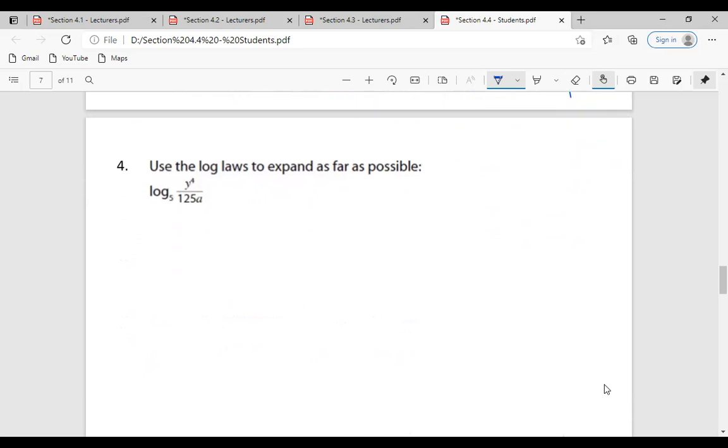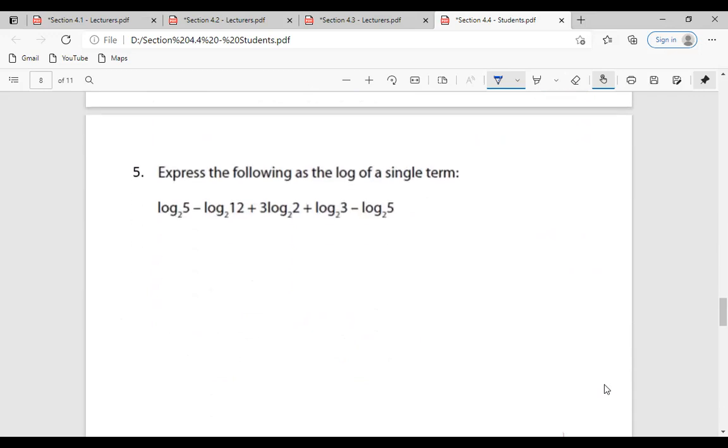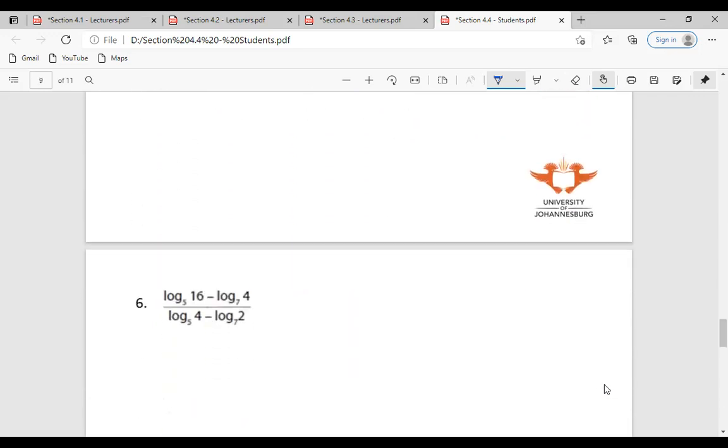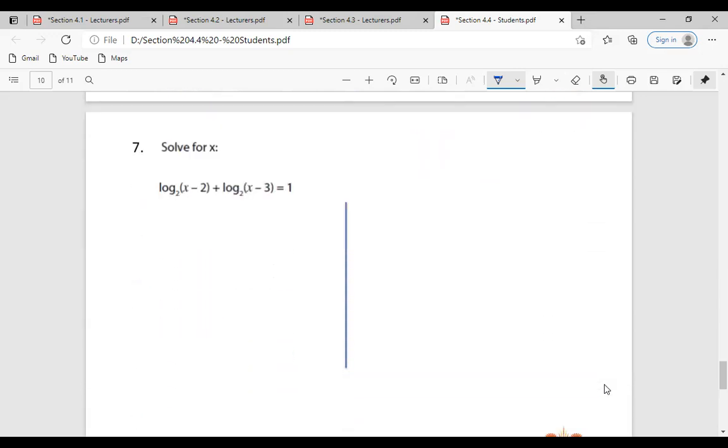Then this other question says use the laws of logs to expand as far as possible. Now, I don't want to do expansion. You can do that in your own time while you are studying. Those ones are easy. I want to look at the equations and solve the equations. All right, so this one is a nice one. This one says solve for x here.